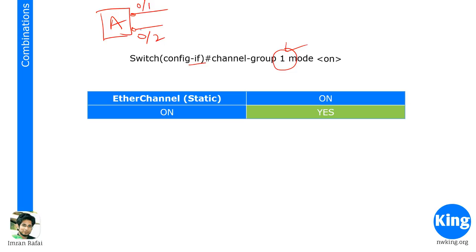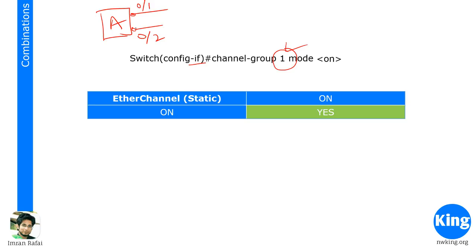So if at all one of these ports is an access port, the other one has to be an access port. If it's a trunk, then both of them have to be trunk. If it's a trunk, then even the native VLANs should match, right? So a lot of aspects should match, and only when that happens would they form a port channel, right?